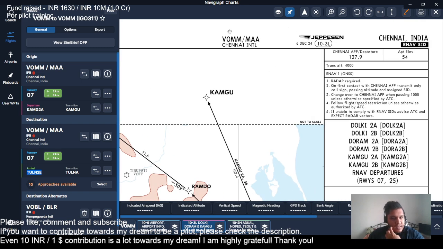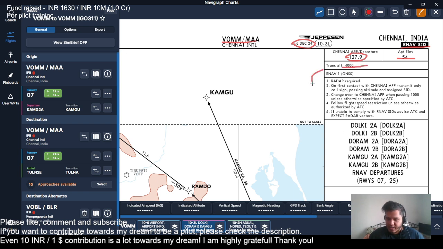What it tells you first is Chennai International. This is the airport. Now you check the date. This is currently active NAV data. Now this is an RNAV SID. That's perfectly fine. Now let us come to the approach departure frequency, 127.9. Chennai has only one frequency for both approach and departure, and the airport elevation is 54 feet, just over sea level. Transition altitude is 4000.